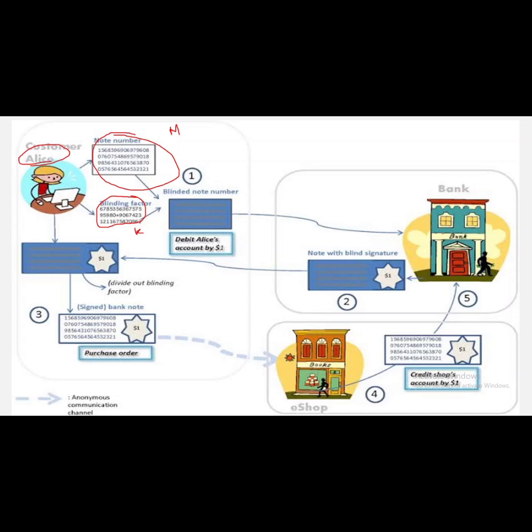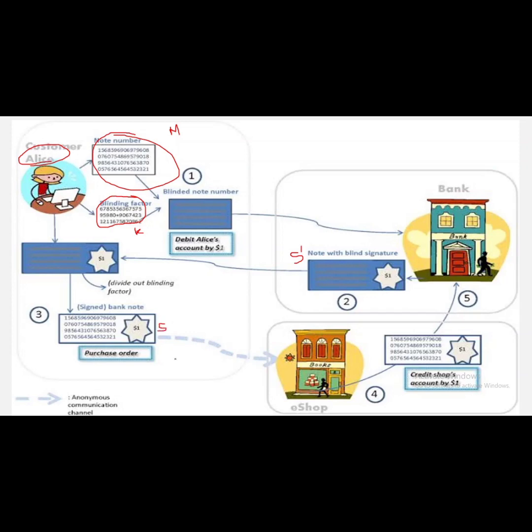back to Alice. So this is S dash here, the note with the bank's sign, and now Alice has S dash, that is the signed note, and she just removes the blinding factor K from that, so she gets the signed banknote, which can be used in transactions. So this is S here.